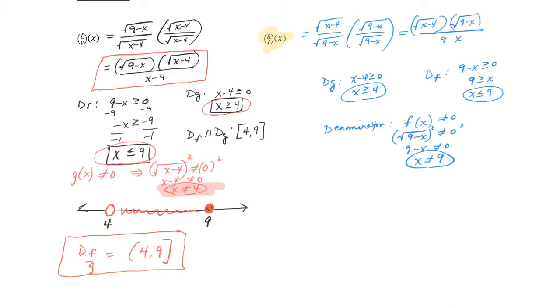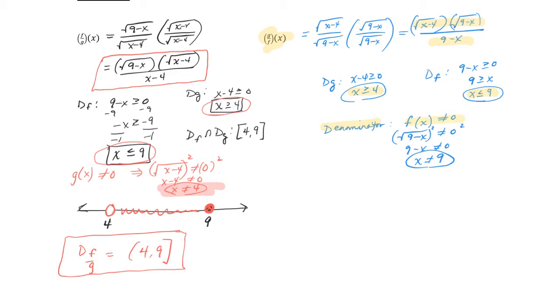Okay, so you should have the quotient g of x divided by f of x is equal to the square root of x minus 4 times the square root of 9 minus x, all divided by 9 minus x. Make sure you rationalize the denominator. And then the domain of g is x must be greater than or equal to 4. The domain of f is that x is less than or equal to 9.